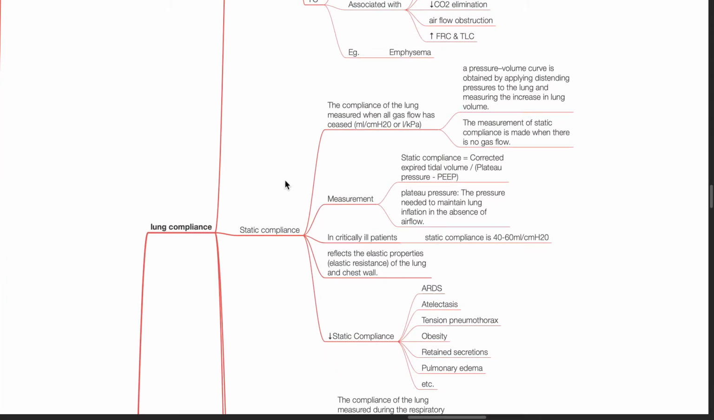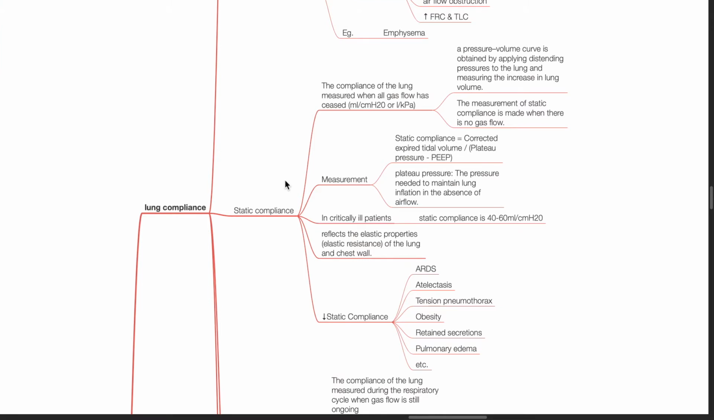Static compliance is the compliance of the lung measured when all gas flow has ceased. A pressure volume curve is obtained by applying descending pressures to the lung and measuring the increase in lung volume. The measurement of static compliance is made when there is no gas flow. The formula for static compliance is corrected expired tidal volume divided by plateau pressure minus PEEP.